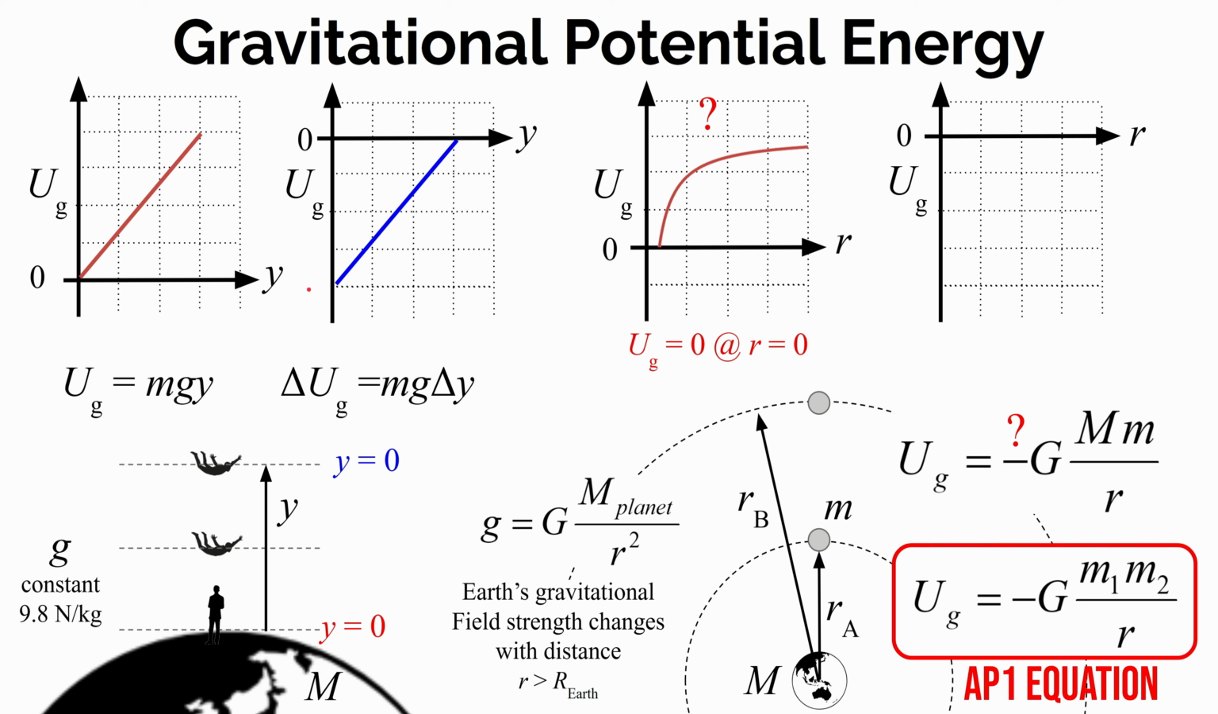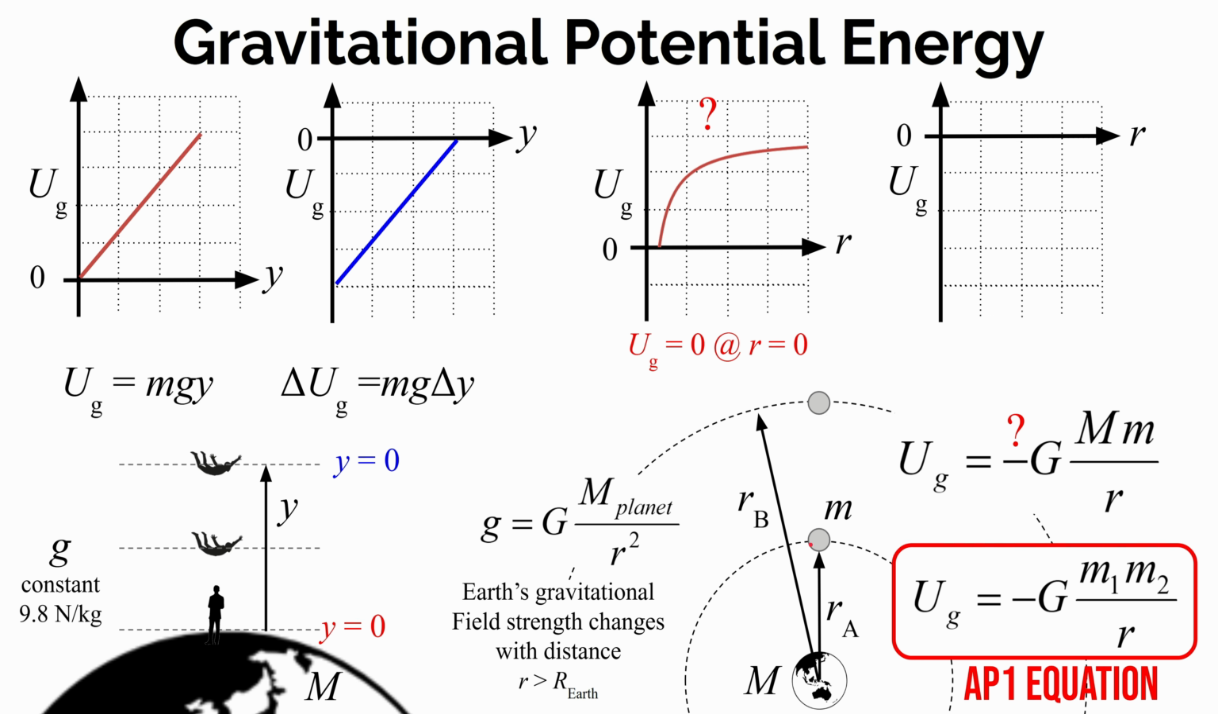The lowest it gets, it has a lot of negative gravitational potential energy, and the higher it gets, it has less negative gravitational potential energy until it gets to our highest height of 0. Let's think about how this applies to the situation on the right.